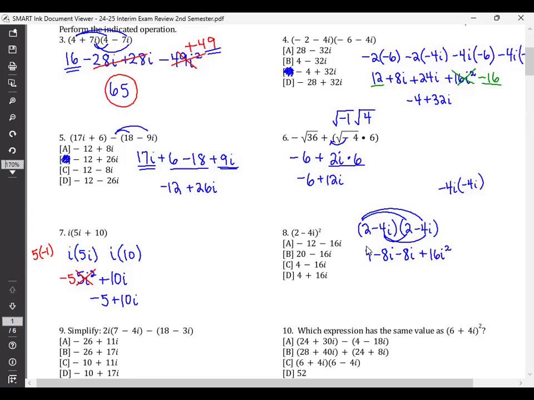Once again, we got that i squared. We're going to remember that 16 times -1, that's what i squared is, would be -16, and then combine your like terms. So 4 minus 16, and then -8i minus 8i is -16i.